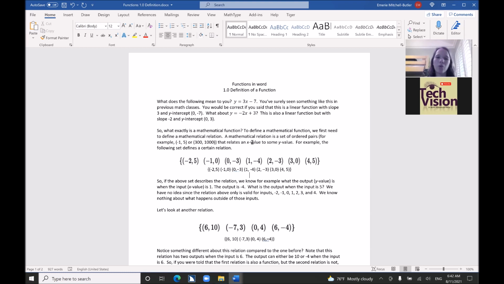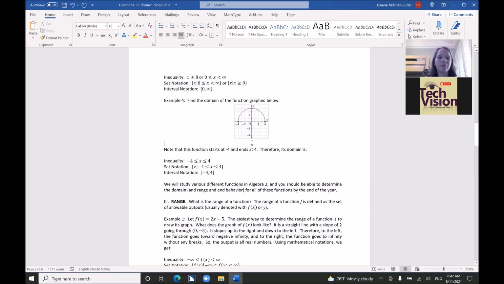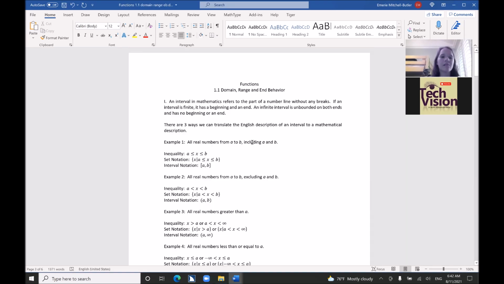Next, we're going to pop over to a handout called 1.1, and we're going to show two more examples of when to alt text and when not to alt text, and how to alt text. Functions 1.1 domain range, word, page 3, functions 1, page 1, top of file.